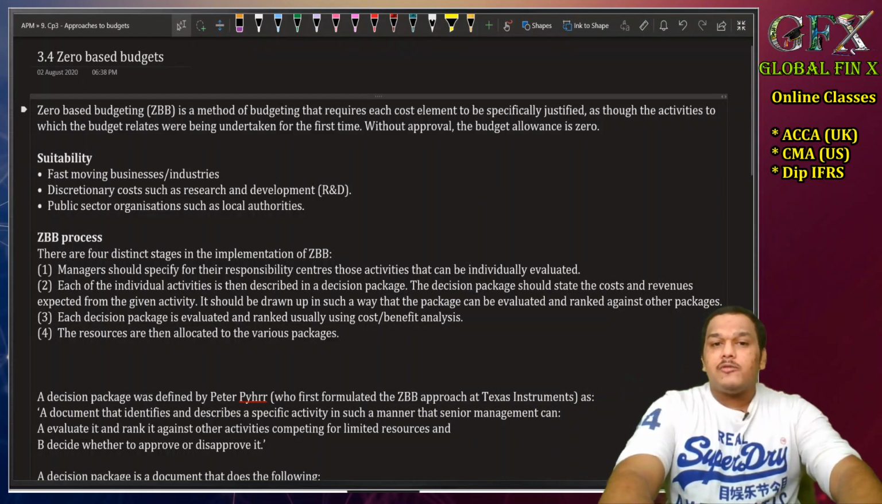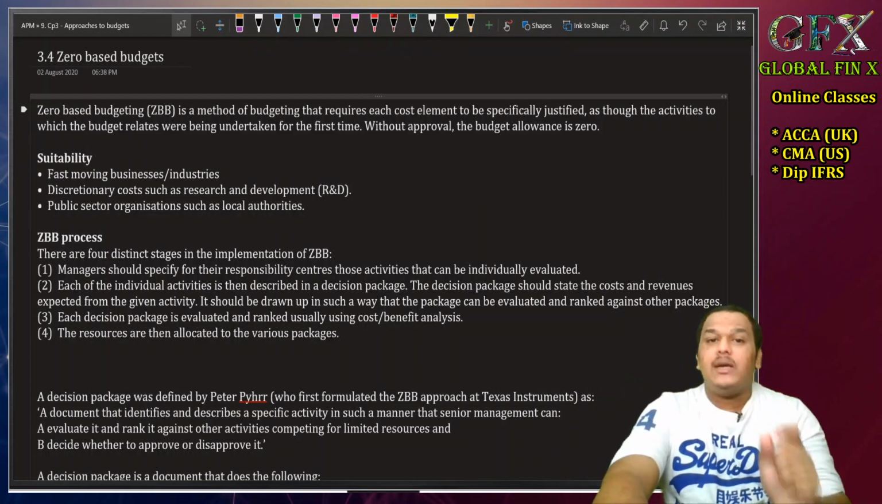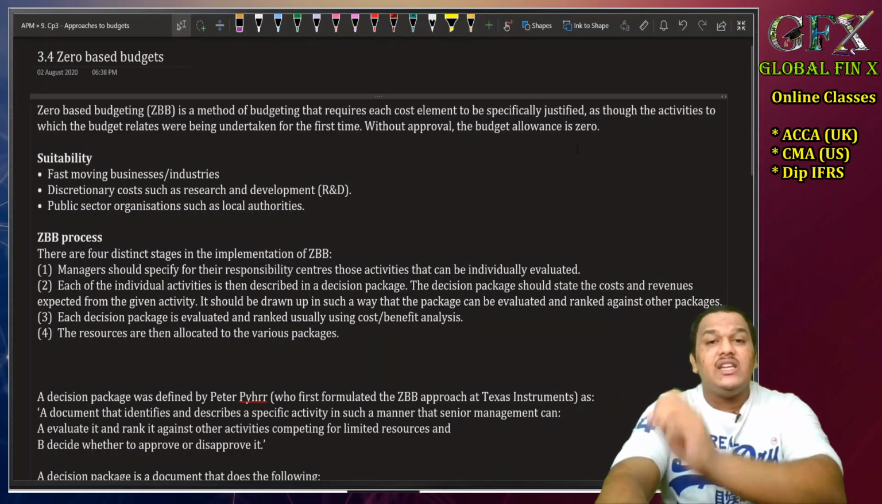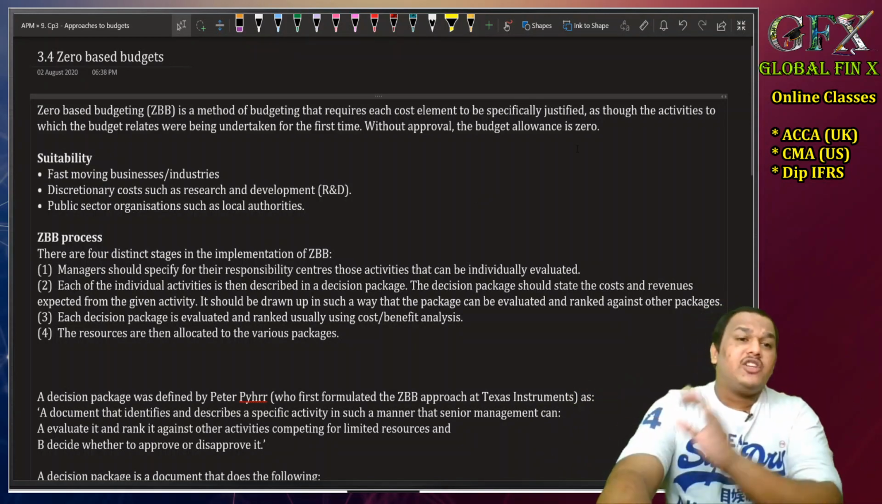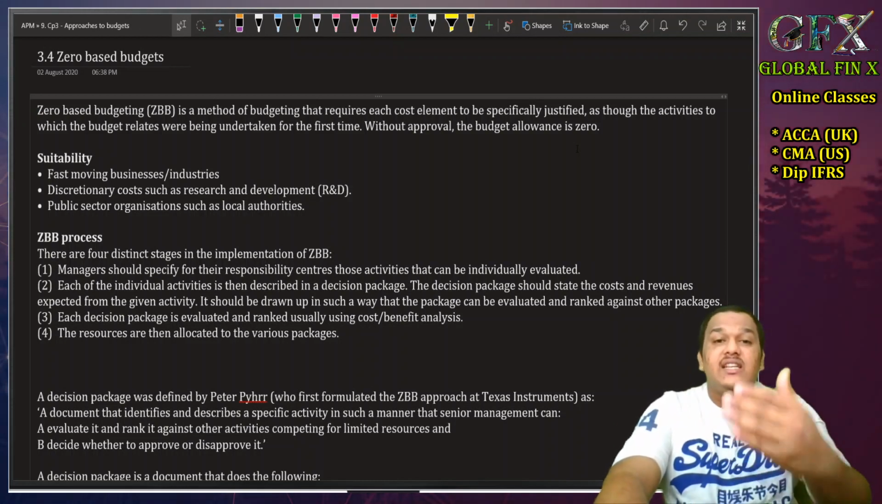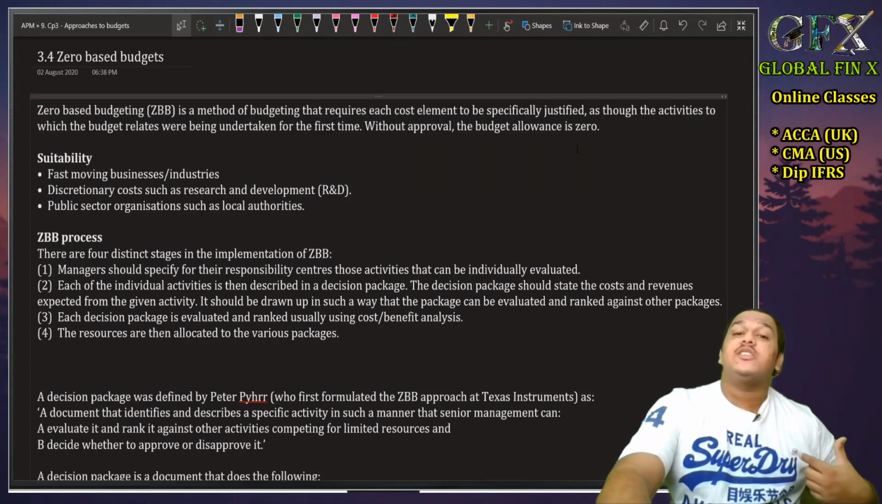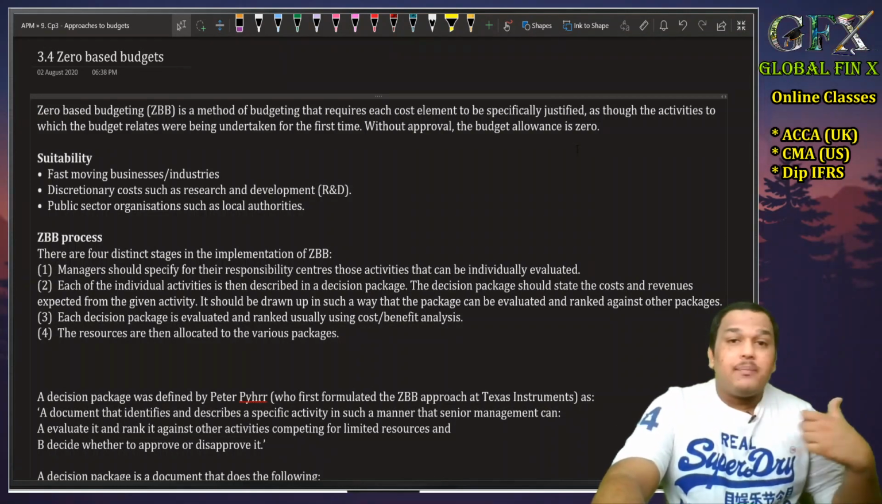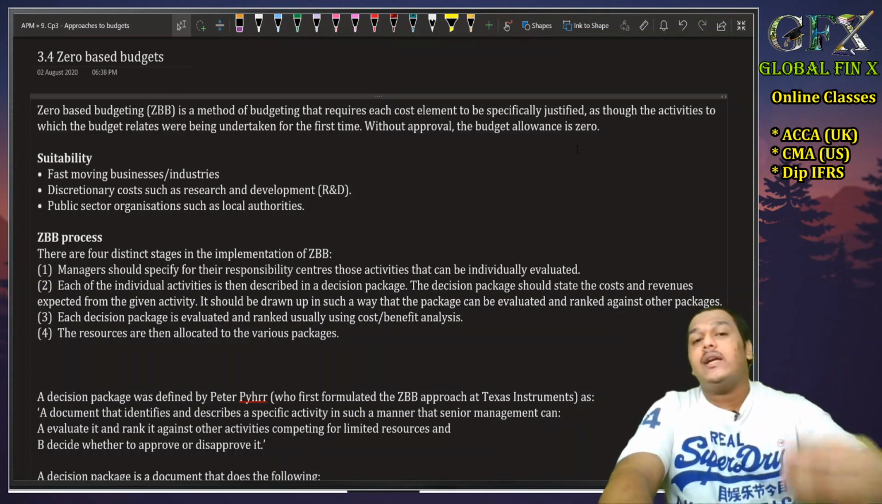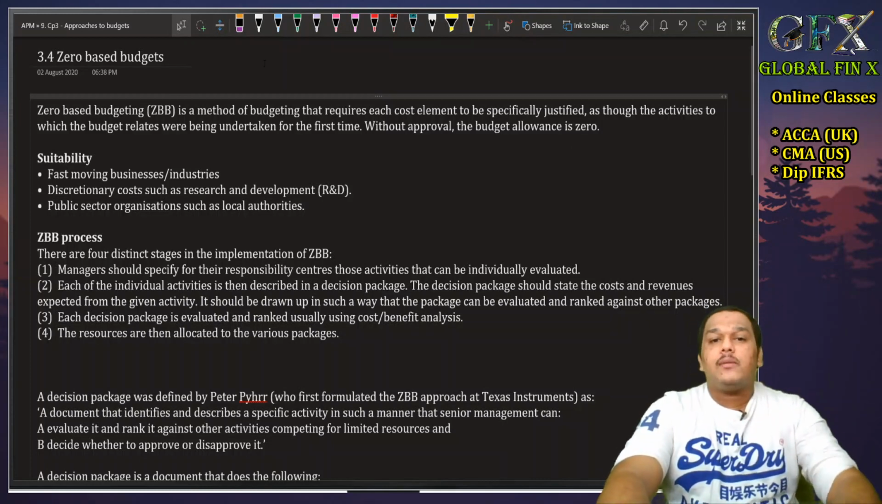Zero-based budgeting is a method of budgeting that requires each element, not just cost, each element of the budget to be specifically justified as though the activities to which the budget relates were being undertaken for the first time. Don't consider the historic figures and don't consider the past results. Consider if this is your first time, how do you estimate what is going to happen? On that basis only we have to go.